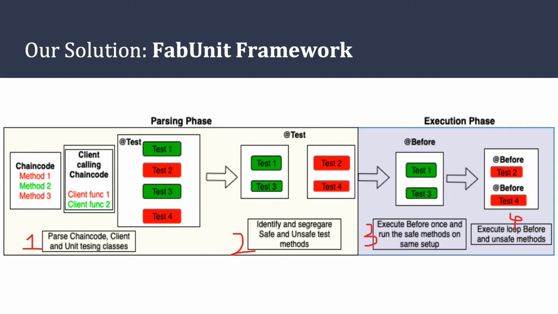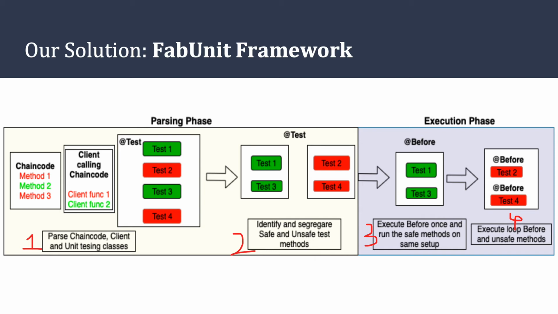Let's look at step 1. The parsing phase starts with the chain code parsing. We identify safe and unsafe methods in the Go chain code and then use that knowledge to parse Java invocation classes to mark safe and unsafe, and finally the testing class. We segregate safe and unsafe methods as shown in figure 2, like step 2.